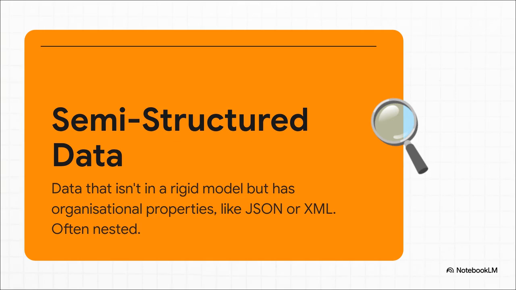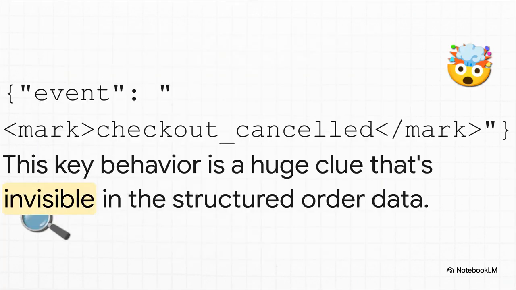Semi-structured data is kind of a happy medium. It doesn't have to fit into a super strict table, but it's not complete chaos either. It uses tags or keys to create a kind of hierarchy. You'll see this all the time with JSON, which is perfect for capturing complex events, like a user's journey through an app. And here is a perfect example from a Hungry Now app log.